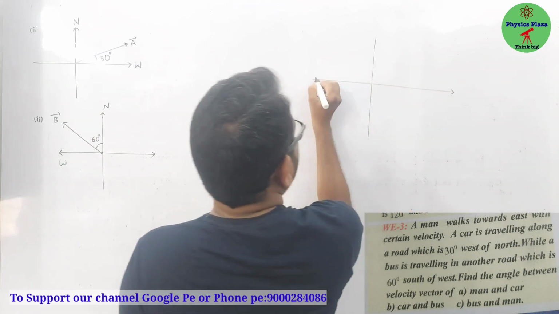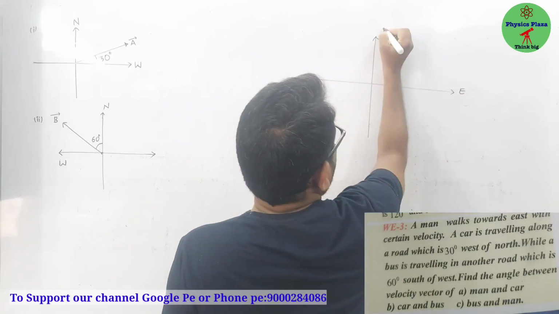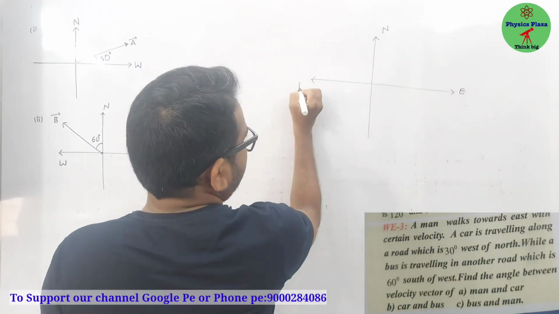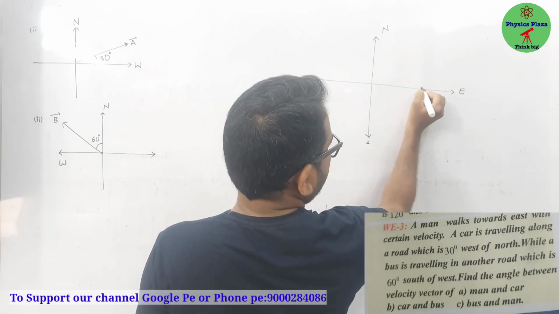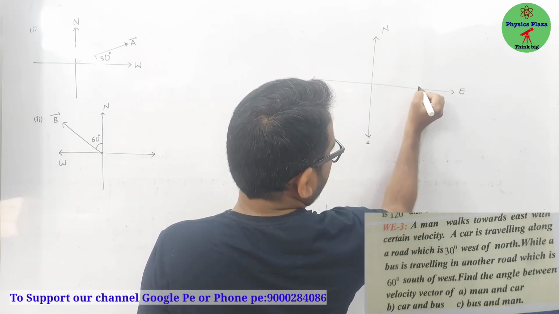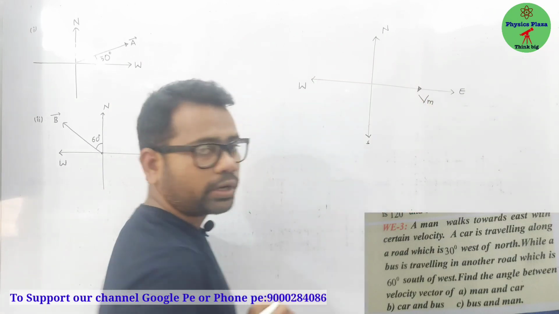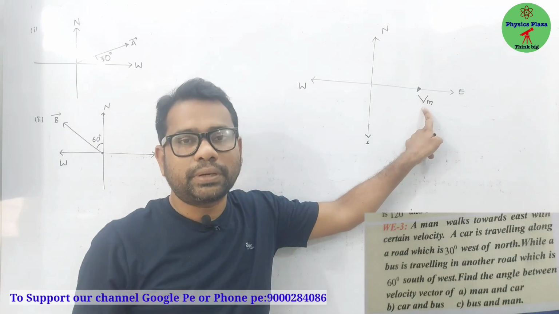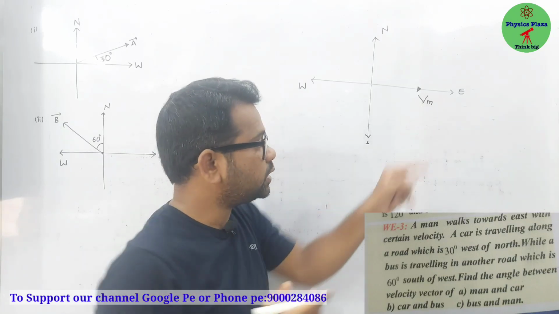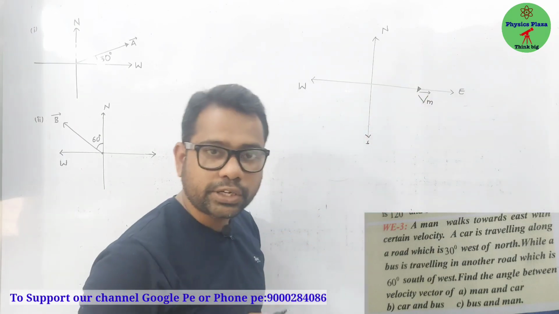Okay, now look here. So this is east, this is north, here is west, and here is south. The person is going like this, children. So this is the direction of the man. The man walks towards the east with a certain velocity. Vm is the velocity of that particular person. We are talking about magnitude, but let us keep arrow markers because it's a vector, we are talking about direction also.